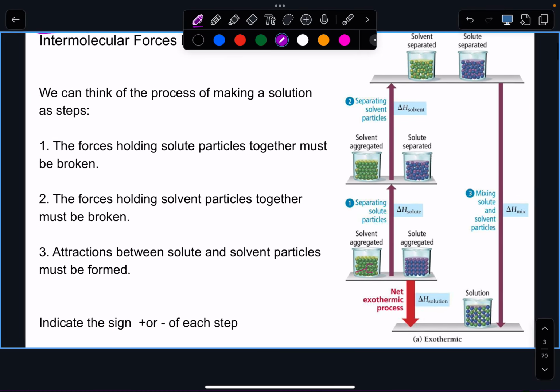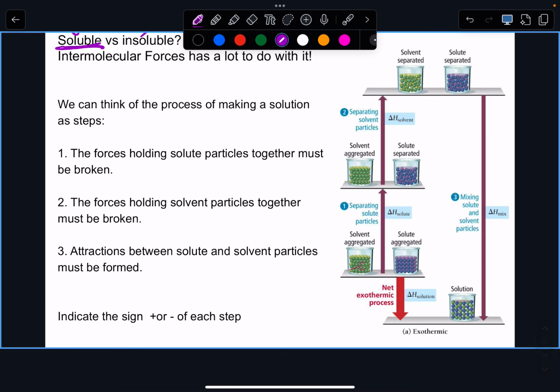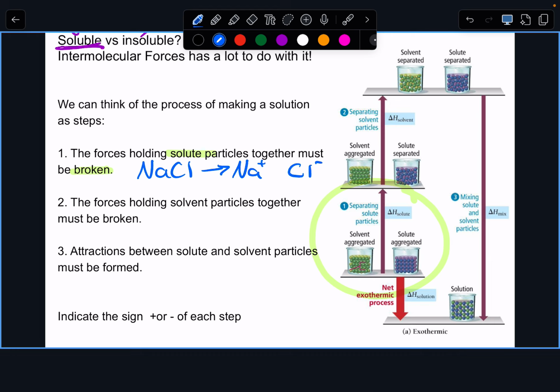So the first step, which is right here in the picture, is going to be breaking apart the solute particles. So in the case of sodium chloride, this would be taking salt and breaking it into sodium and chlorine.